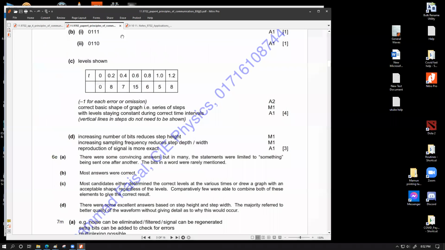Have a look at the mark scheme. Reproduction of the signal is more exact. You can write this. I would actually write that the signal would be less grainy. I would not write this word, but anyway, they prefer this version, so you might as well remember this.